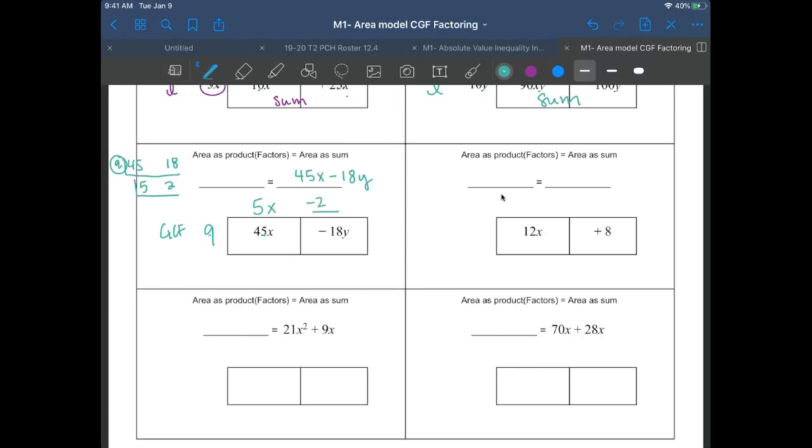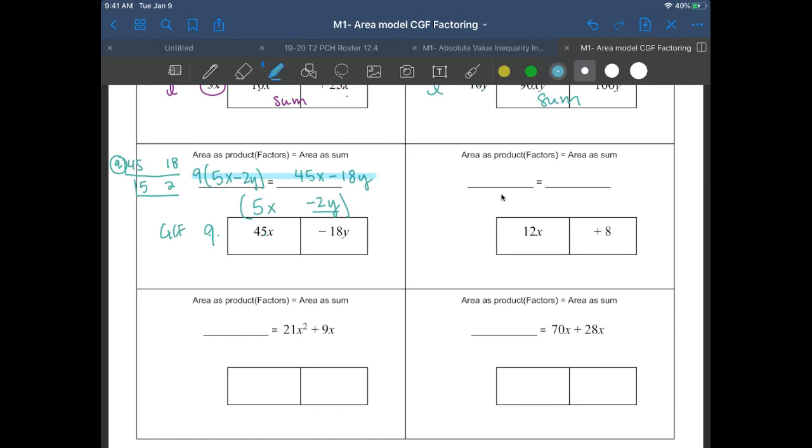What times what gives me y? So 1 times what gives me y? And that's going to be 2y. So I'm distributing in 9 times 5x minus 2y to give me 45x minus 18y.